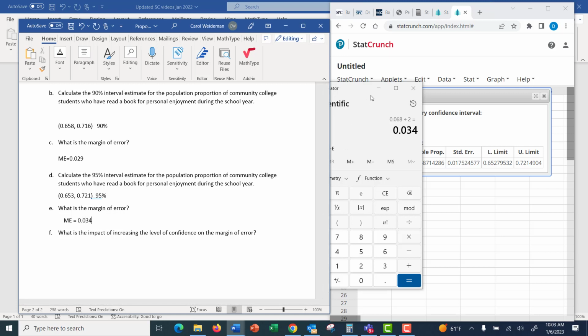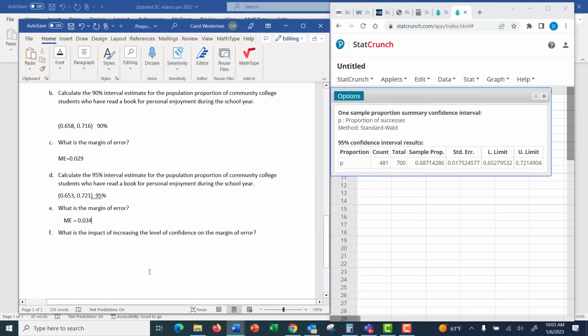So you notice what happens, because the last question says, what was the impact of increasing the level of confidence on the margin of error? Notice what happened to the margin of error. It went from, if we do it as a percent, 2.9% up to 3.4%. Likewise, the width of the interval is going to increase when you increase the confidence level.